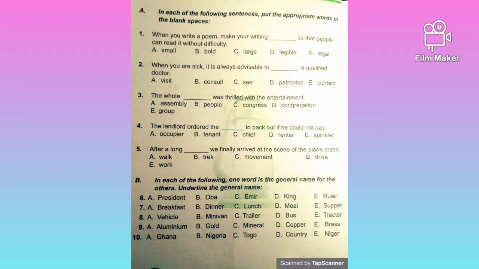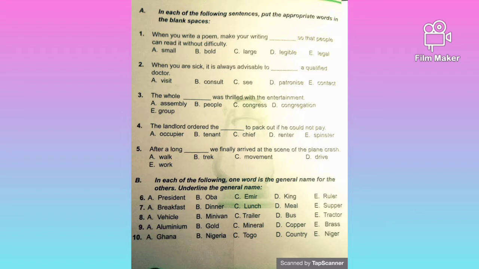All right. Now let's take number 5. You see, after a long dash, we finally arrived at the scene of the plane crash. A, walk. After a long walk, okay. After a long trek, after a long movement, after a long drive, after a long work. The best option here is drive. After a long drive, we finally arrived at the scene of the plane crash. Okay, now let's see number 2.